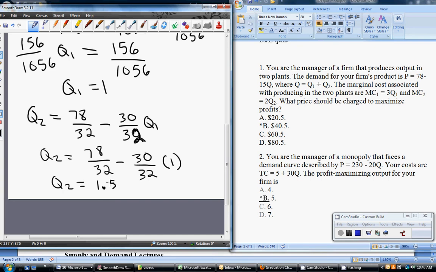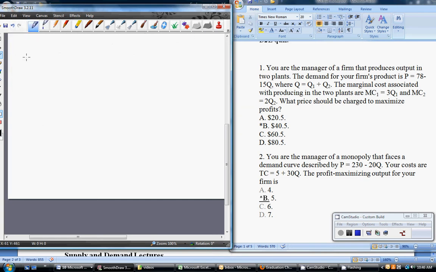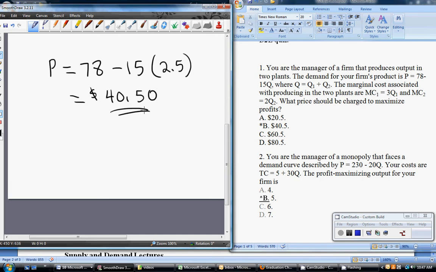Next thing we need to do is just evaluate the firm's inverse demand equation at 2.5 units of output, 1 plus 1.5. Inverse demand evaluated at 2.5 units of output gives us the answer we were looking for, $40.50. So that's how you do problem number 1.